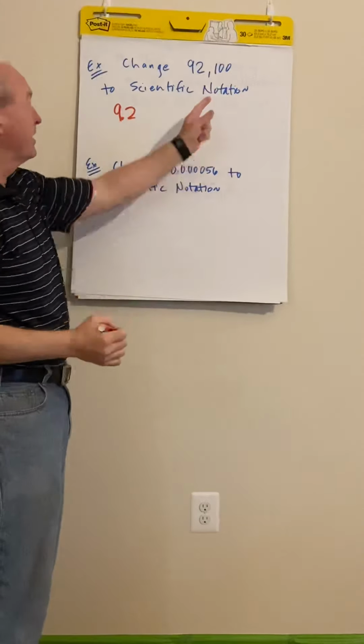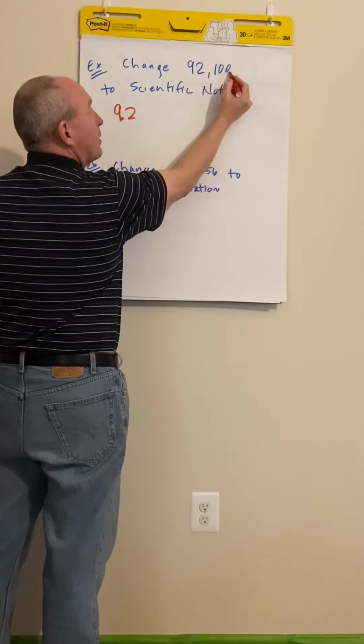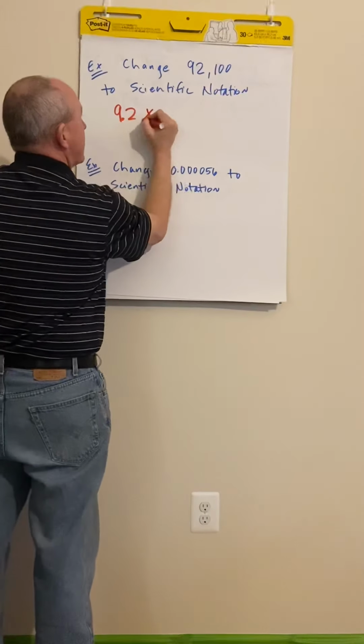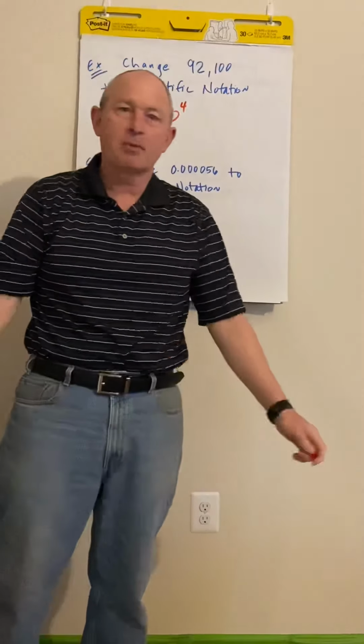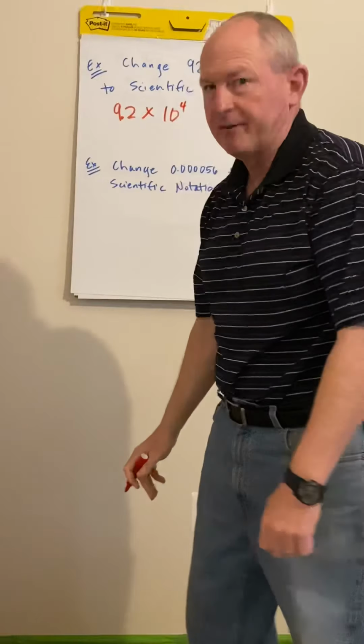9.2, because we're going to move that decimal to the left. How many times did we move it? We moved it 1, 2, 3, 4 times. So it's 9.2 times 10 to the fourth. And that's the entire problem. That's how you do that particular problem. Real simple, changing to scientific notation.